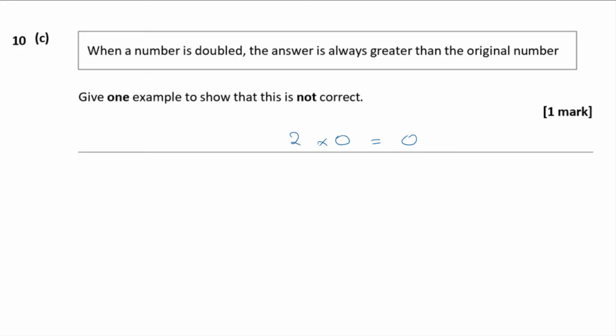Okay. In fact, you could have 0. In fact, you can have any negative number, really, can't you? So if you take a negative number, 2 lots of a negative number, you're going to get a greater negative number, which is actually less. Okay, so -2 is less than -1, so either of those is fine.